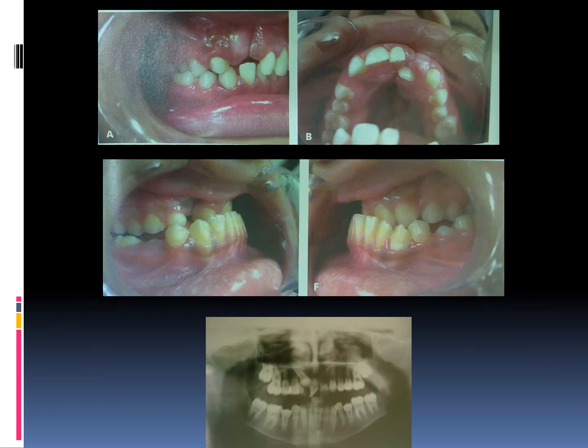As you can see in this picture of a patient with cleft lip and palate, you can see the cleft over here. So you see a lot of missing teeth. You see a tendency of a class 3. Inside you see some impacted teeth, some rotations, some malocclusions.